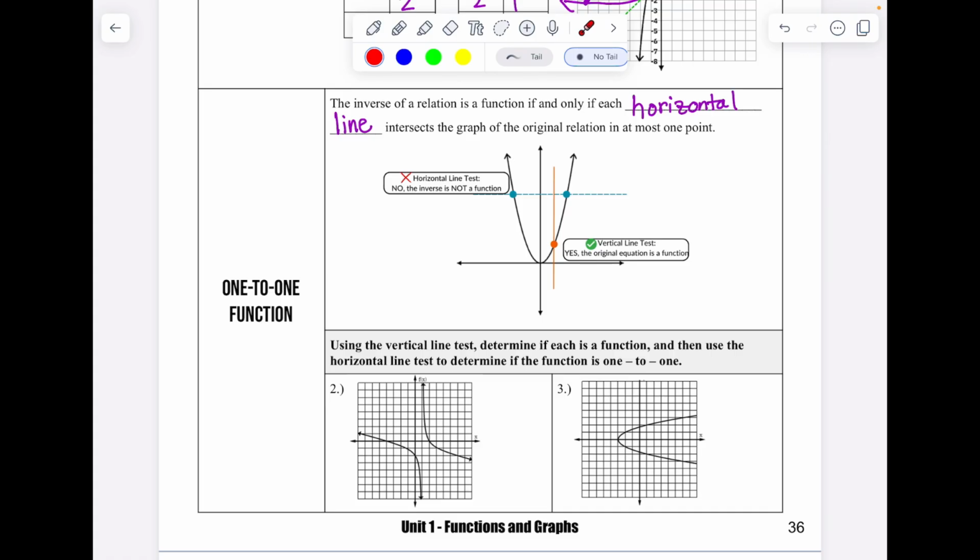We are going to now practice using the vertical line test to determine if we have a function in the original, and then we'll use the horizontal line test to determine if the function is one-to-one. So if we look at this first one, we have some kind of reciprocal function here. We're seeing a vertical asymptote. And if we draw vertical lines, it's going to pass the vertical line test. So it is a function.